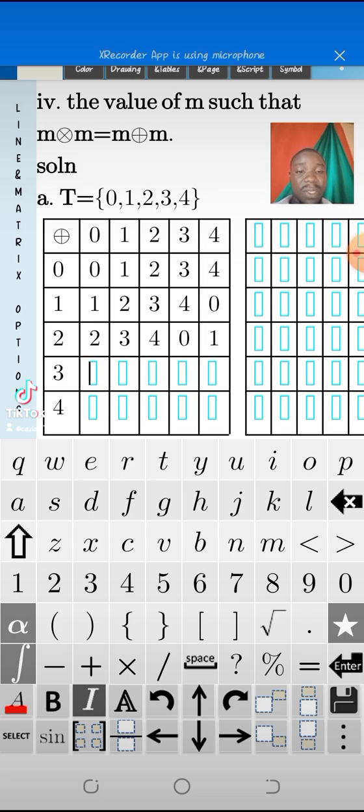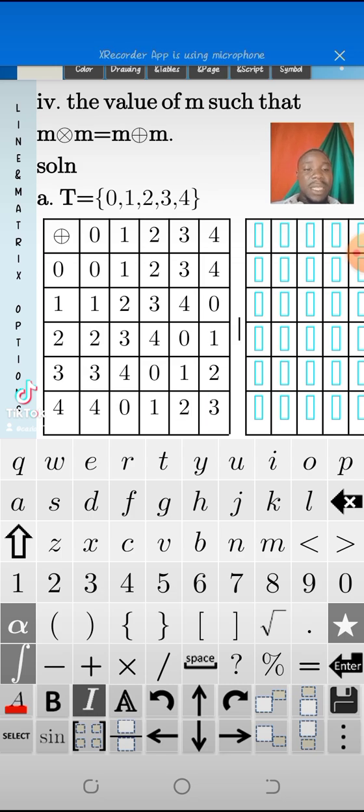Then 3 plus 0 is going to give us 3, 3 plus 1 is 4, and then 3 plus 2 is 0. Then this is going to be 1, and this is going to be 2. Is that okay? When you do it very well. Then let's look at 4 plus 0, that's 4. Then 4 plus 1 is going to be 0. So you have 4, 0, 1, 2, 3.